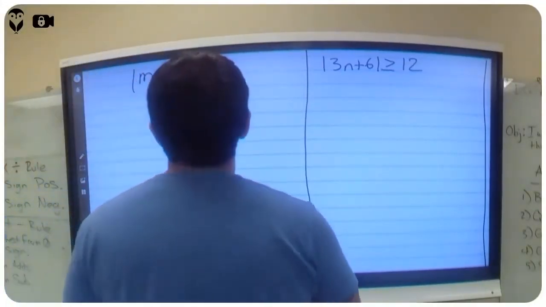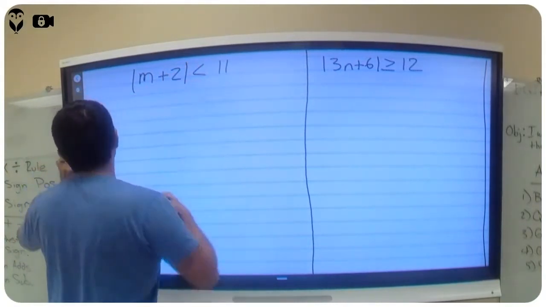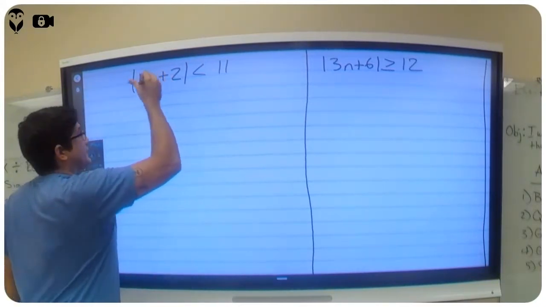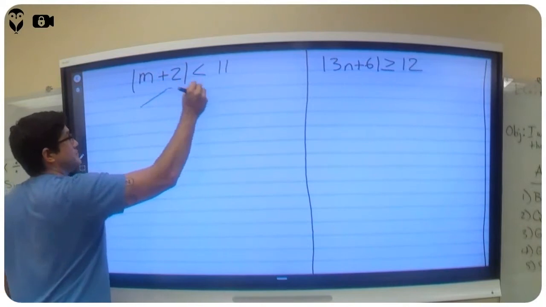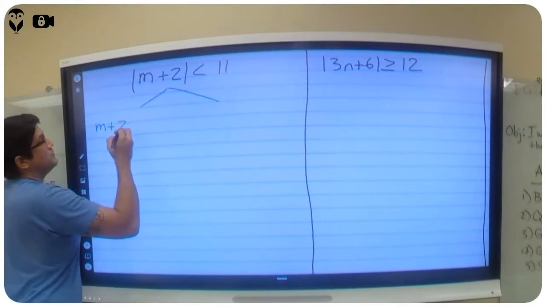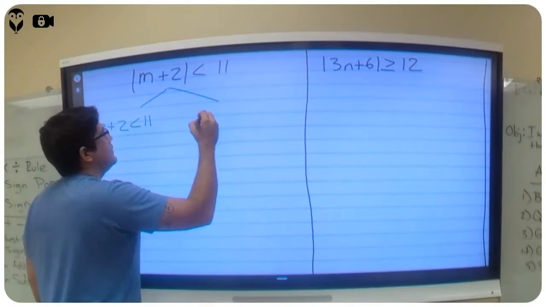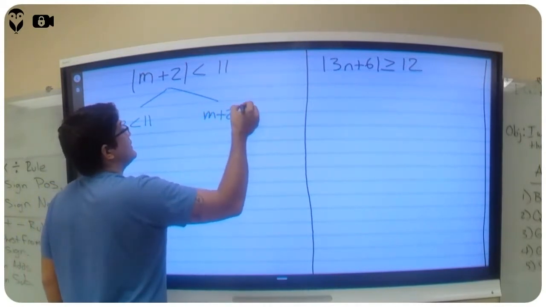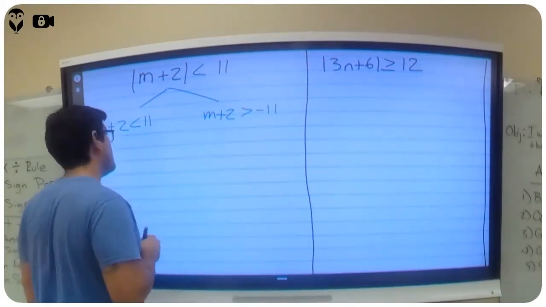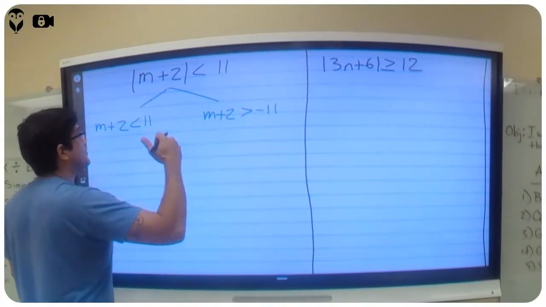All right, so for this one, this is absolute value with inequalities, okay? So we're going to treat it like the absolute value. So this splits into two. This is a possible answer: M plus 2 is less than 11. See how I didn't change anything? And then over here, M plus 2 is greater than negative 11, okay? So that changes and that changes on this side. And then you solve both equations.